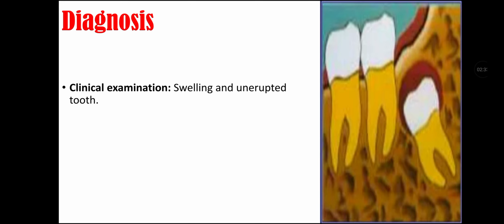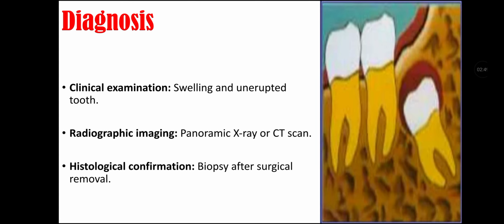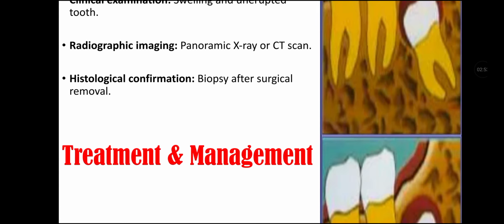Diagnosis. First we do a clinical examination in which we check for swelling and unerupted tooth. Second we do a radiographic examination or imaging that includes panoramic x-rays or CT scans. Third we can do histological confirmation that includes biopsy after surgical removal.